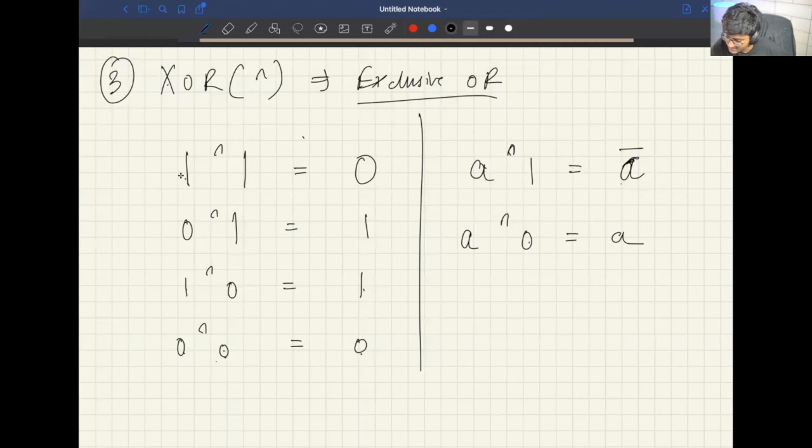Similarly, if I had any number A and I XOR it with 1, it gave me the opposite of A. That is why I have opposite of A here. Cool. And A XOR A is going to give me what? A XOR A, 0. Sound good?